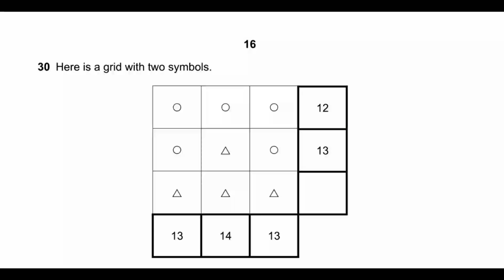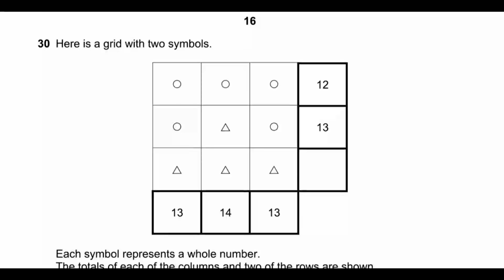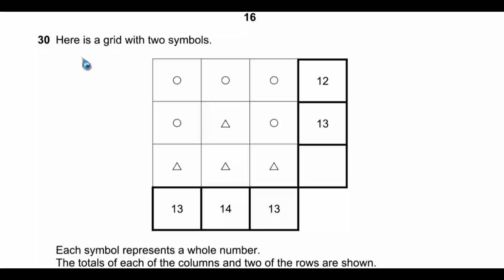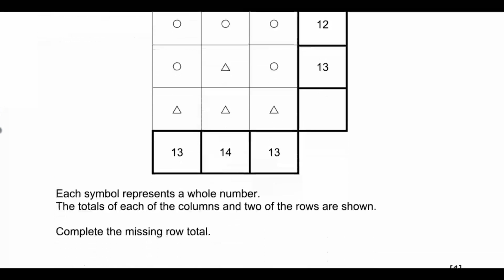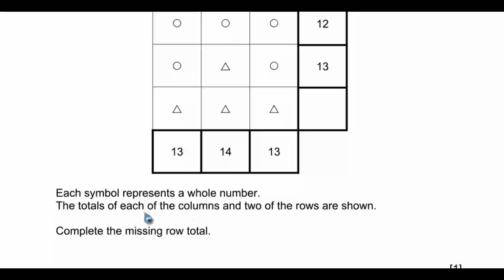So let's go to the next question. That will be question 30. This is the semi-final, so we have one left. Here is a grid with 2 symbols, we have this and this. Each symbol represents a whole number, and the totals of each of the columns and 2 of the rows are shown. Complete the missing row total, this particular one here.